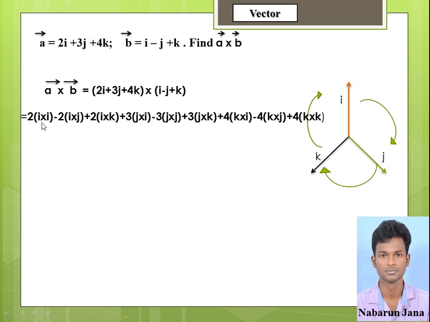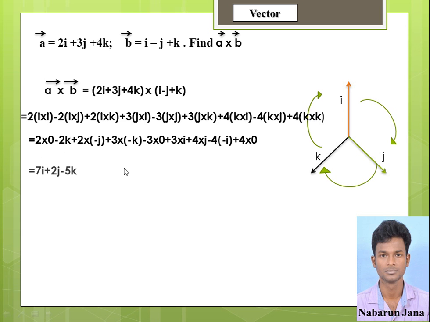Yes, i cross i, j cross j, similar vectors mean 0. And i cross j is following the arrowhead, so it will be positive k. And i cross k is not following, so it will be minus j. Match it, and from this you can get the result 7i plus 2j plus 5k. This is the result of the cross product of a and b. How easy.